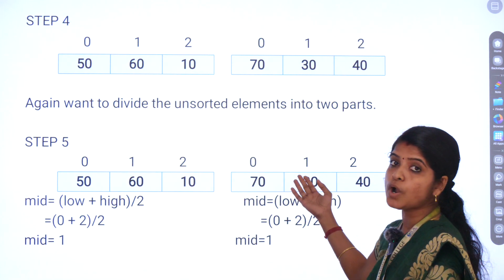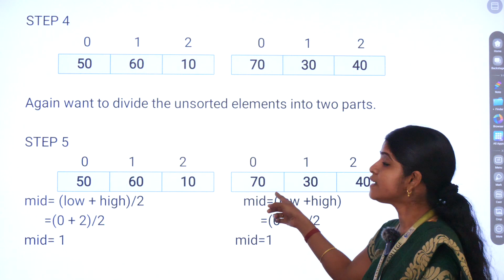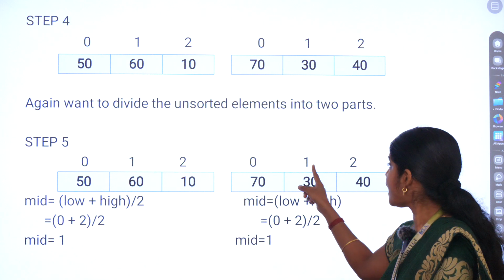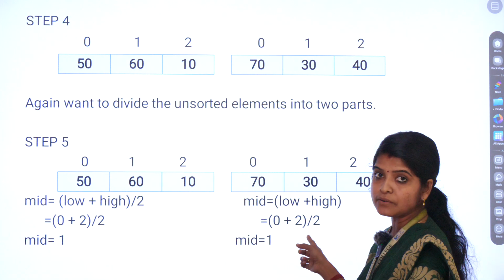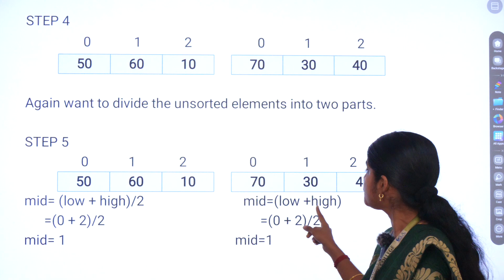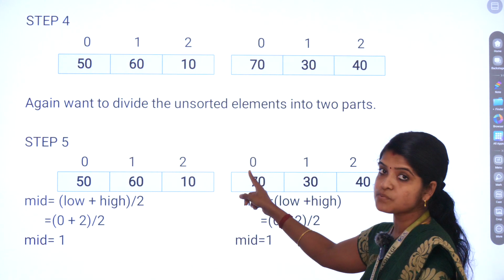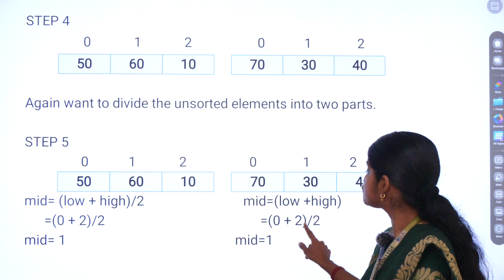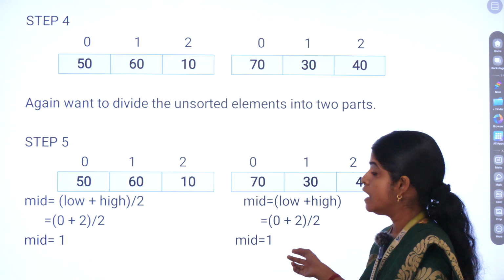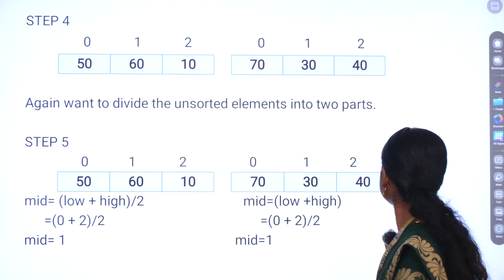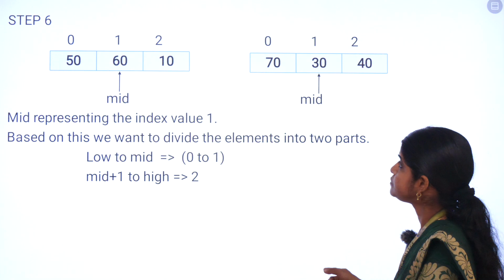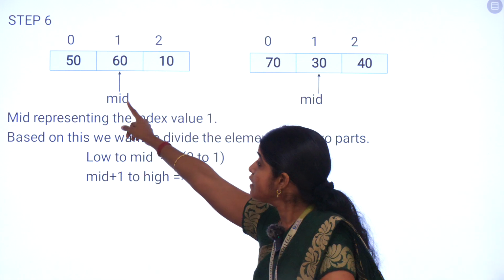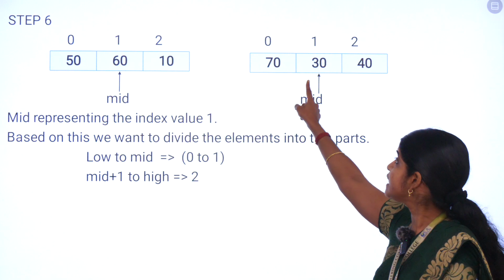Here also we want to do the same process. Here are the elements 70, 30 and 40. The index values are 0, 1 and then 2. Here also we want to calculate the mid value. Mid is equal to low plus high, so the lower index value is 0 and the higher index value is 2. So (0 plus 2) divided by 2 gives us 1. Now the mid value is 1. Here also the mid is representing the index value 1.